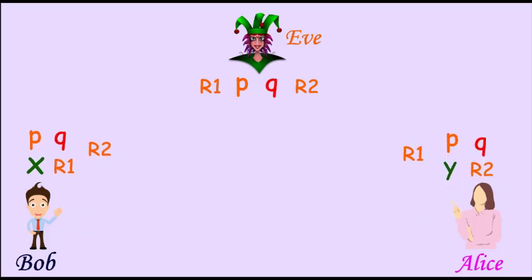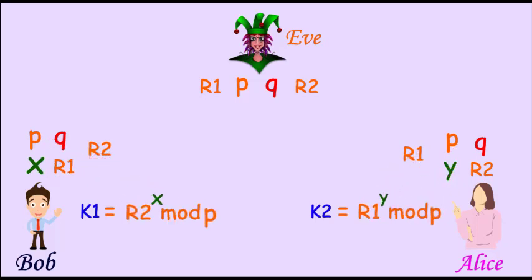Now the last calculation is finding the key with these variables. So what does Bob do? Bob uses the variables and calculates K1. This K1 is R2, which Bob received from Alice, raised to X, which is private only to Bob, mod P. And Alice calculates K2 using R1, which she gets from Bob, raised to Y, which is private to Alice, mod P.